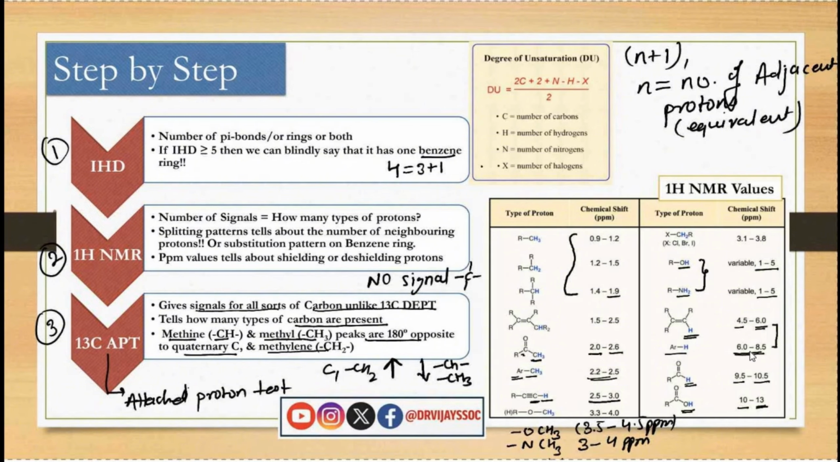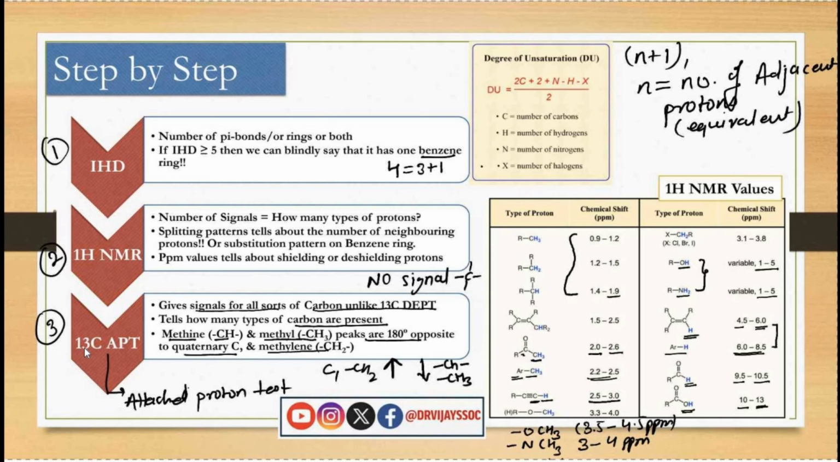The aromatic protons come from 6 ppm to 8.5 ppm, sometimes overlapping with the alkene protons. This depends on the nature of the alkenes. Aldehyde protons come from 9.5 ppm to 10.5 ppm, but carboxylic protons always come after 10 ppm, from 10 to 13 ppm, and it is a slightly broader signal. So we should remember these values because it is very important to determine the structure of the compounds.